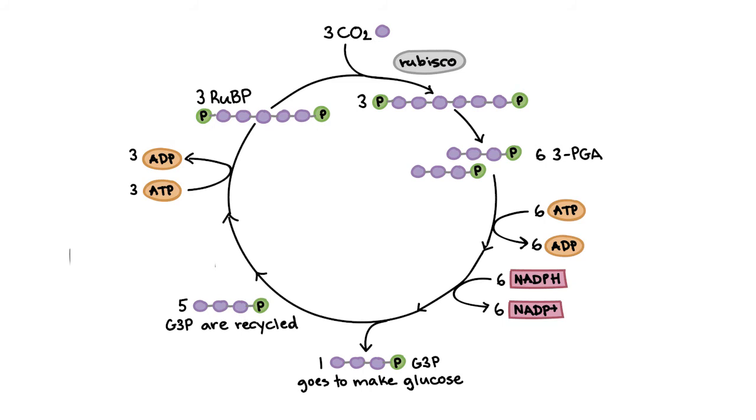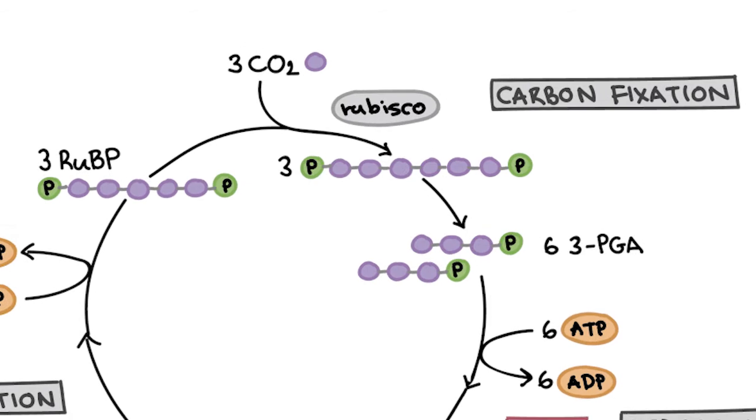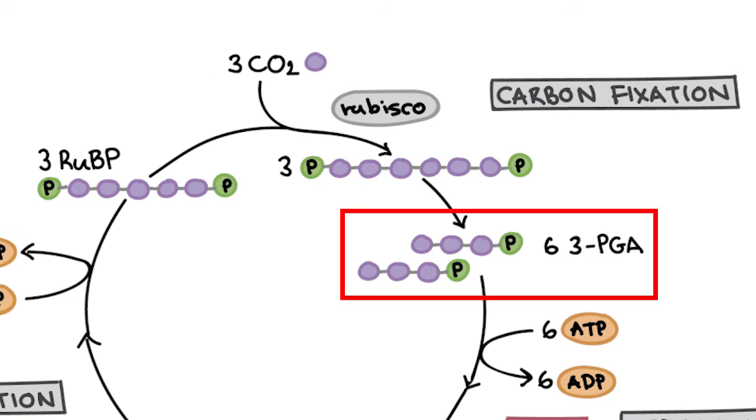There are three main stages involved in the Calvin cycle: carbon fixation, reduction, and regeneration of the starting molecule. In the first stage, which is carbon fixation, we need two additional components to initiate the reaction: the enzyme ribulose bisphosphate carboxylase, or RuBisCO, and three molecules of ribulose 1,5-bisphosphate, or RuBP. For each carbon dioxide molecule that reacts with RuBP, two molecules of 3-phosphoglyceric acid, or 3-PGA, are formed. So this reaction produces 6 molecules of 3-PGA.